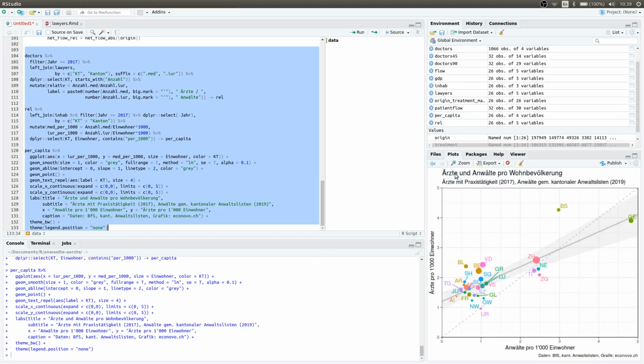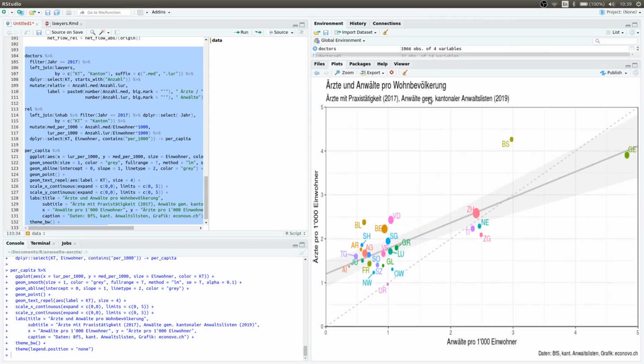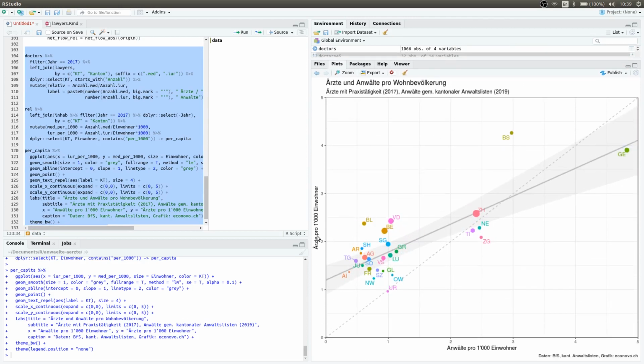The first one being this scatter plot of doctors, physicians on the y-axis and lawyers on the x-axis. We see centered here Zurich, and Geneva is on the upper end in terms of lawyers as well as doctors, only beaten by Basel City, with the most physicians per 1,000 inhabitants of our data set.